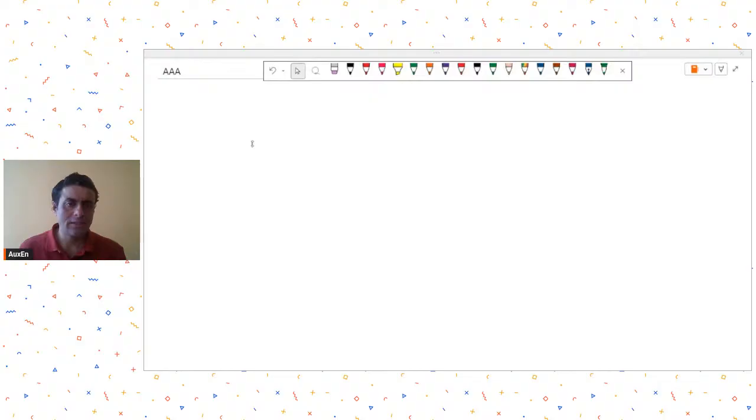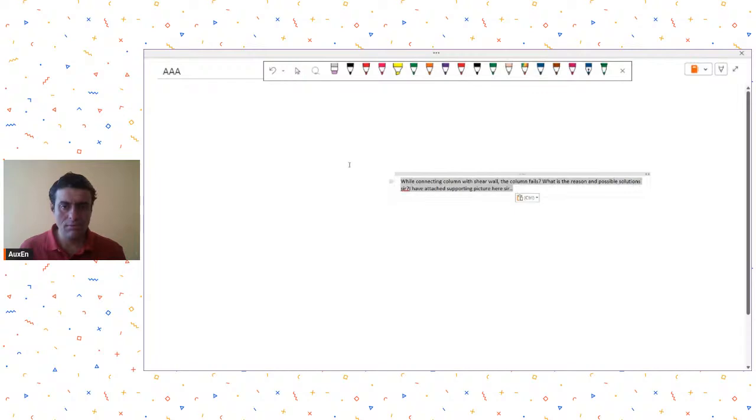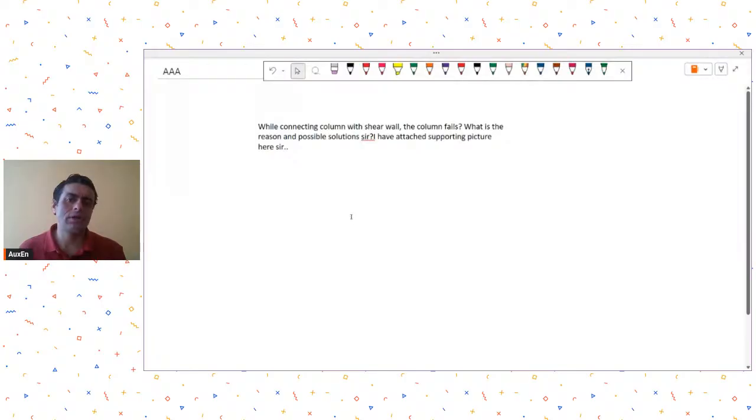He is asking, while connecting columns with shear walls, the column fails. What is the reason and possible solutions? I have attached a supporting picture. He has provided one email also, and in the email he has provided this figure. It's a screenshot from an ETABS model.